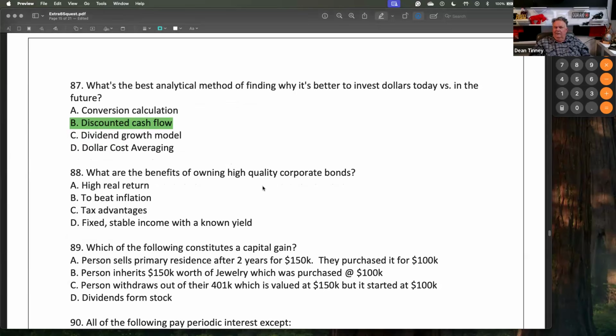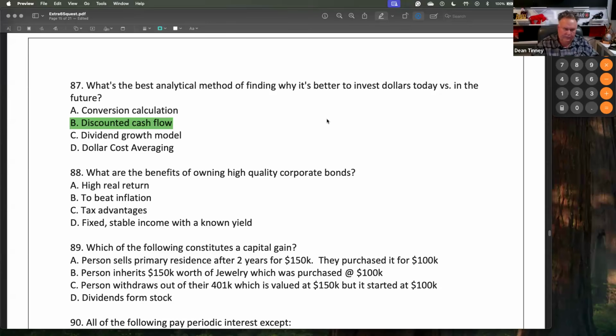There's no such thing as A. That's just the wrong answer. And then D could have been testable. We said that is very testable. Dollar cost averaging is a timing device. What makes it work? Fixed dollars invested regularly. What's the end result? Lower average cost of the underlying shares. And does it guarantee a profit? No. What are the benefits of owning high quality corporate bonds?